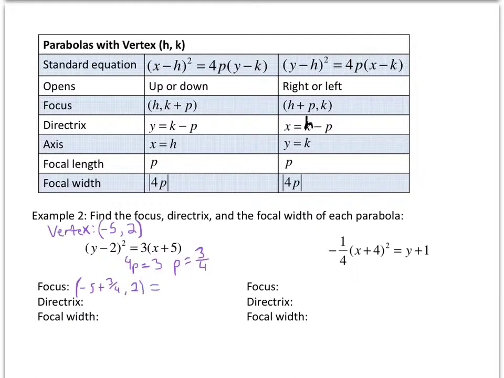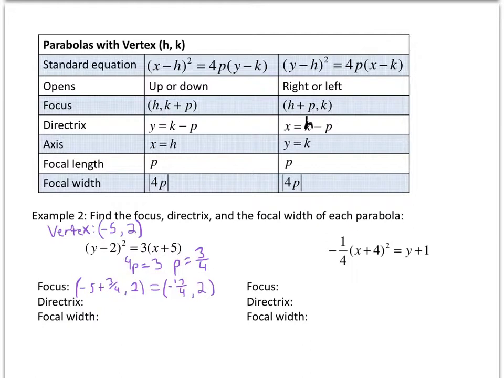Well, I can figure out what that is by getting a common denominator or plugging in my calculator, whatever. That looks like negative 17 over 4 to me, 2. So that's our focus.